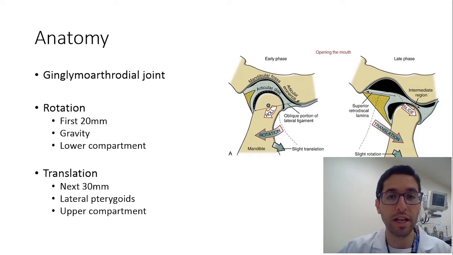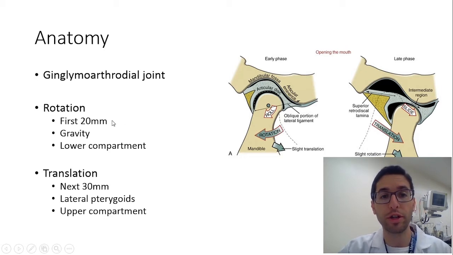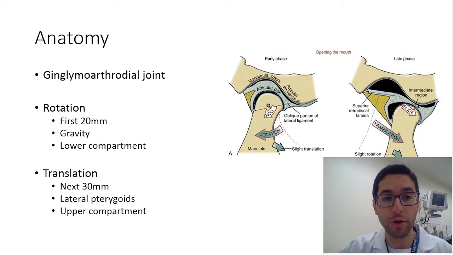And if you look at this picture, you'll see our joint is unique in this respect because it does both of these movements. So every time we open and close our mouth, it's both hinging or rotating, and it's also sliding or translating. So the first 20 millimeters of opening is due to this rotation. This rotation is primarily due to gravity, although the lateral pterygoids have a small component to it, and it occurs in the lower compartment. So if you look in this picture, it rotates backwards, and that's occurring in this lower compartment. Lower compartment meaning between the disc and the condylar head.